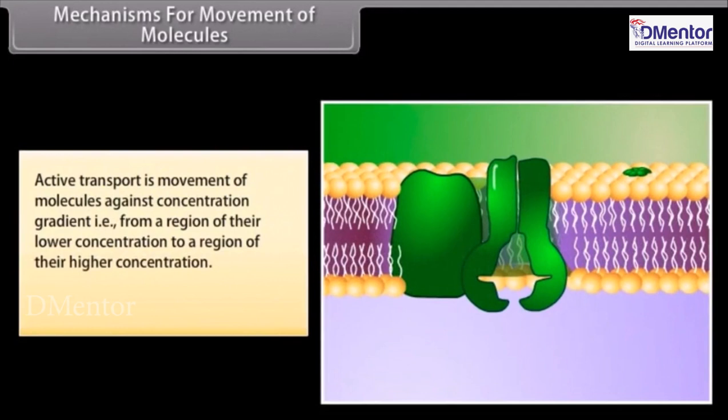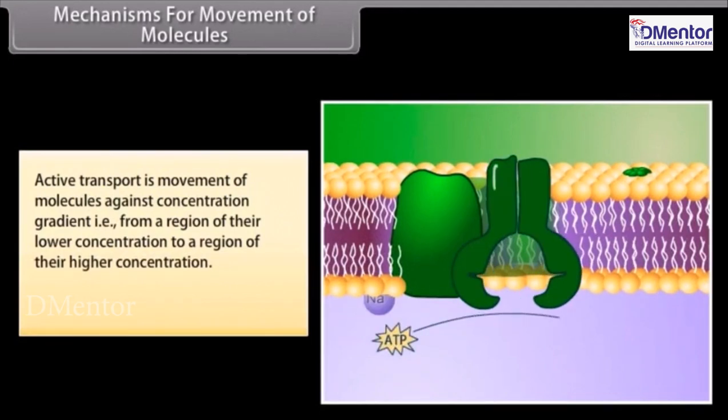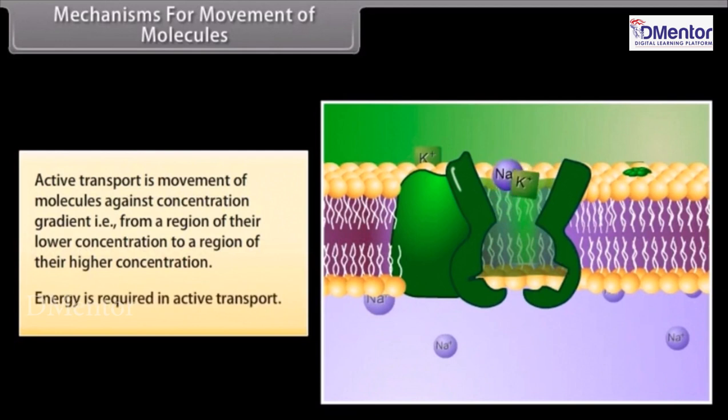Active transport is movement of molecules against the concentration gradient, that is, from a region of their low concentration to a region of their higher concentration. Energy is required in active transport.